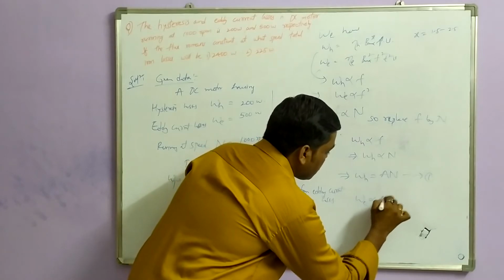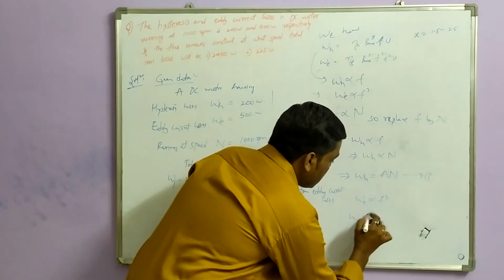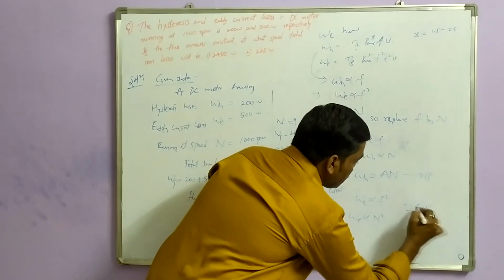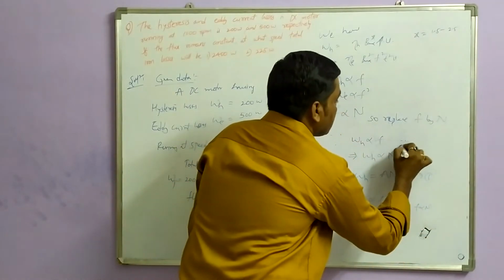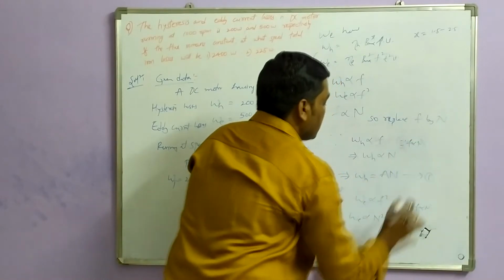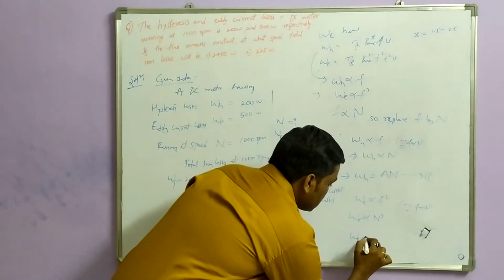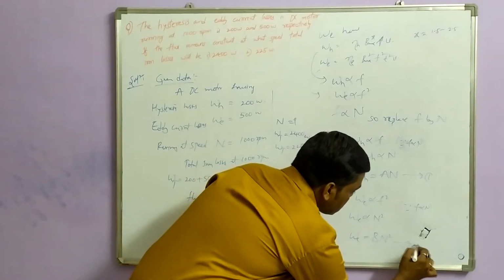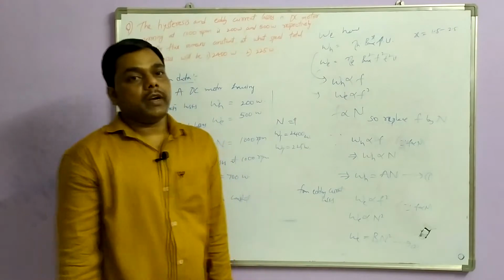WE is proportional to frequency square. So WE is proportional to N square. Since F is proportional to N, we can also write WE is equal to B into N square. So this B is one more constant.